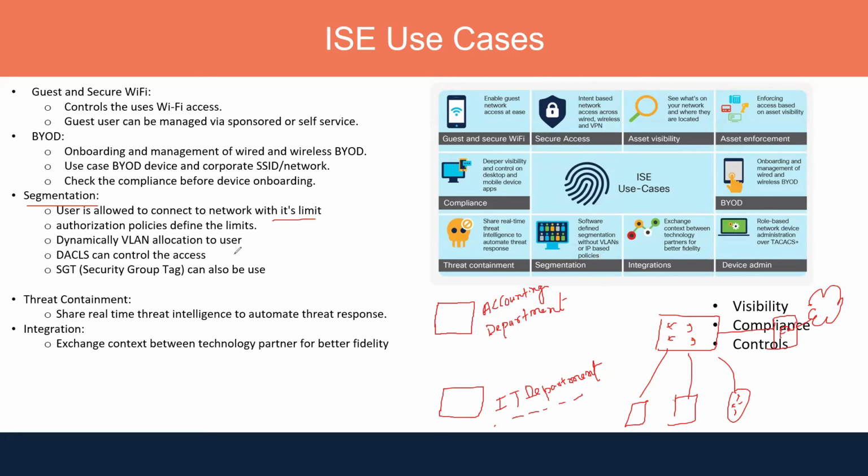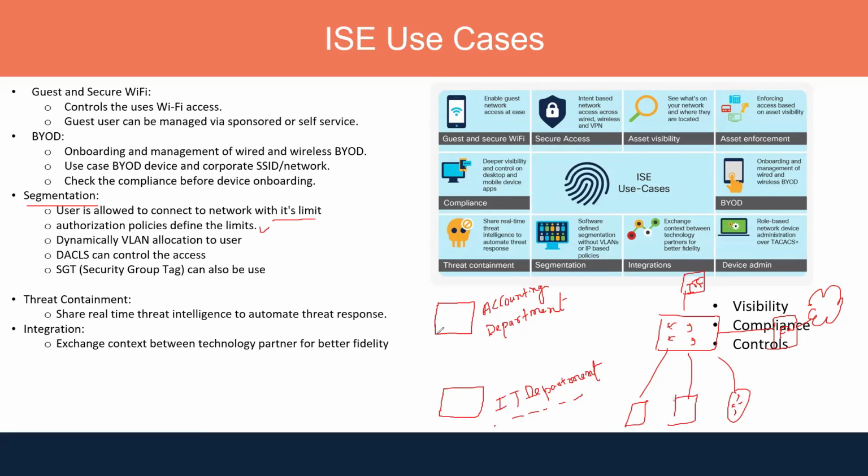Segregation we can do in different ways. We can define the authorization policy, what they can access, for all those users who are connecting to the network, and we can put all those things on the ISE itself. On Cisco ISE itself, we can put all those things.